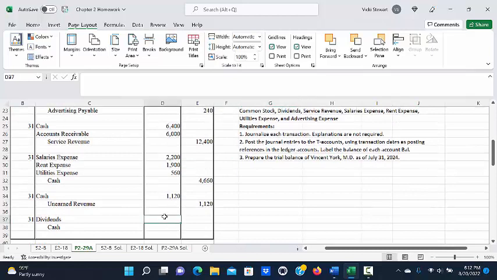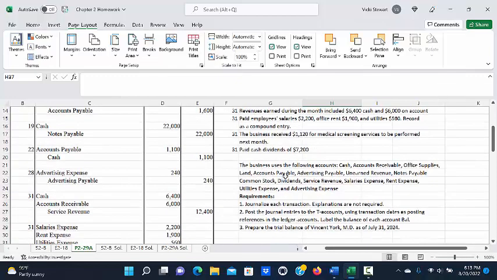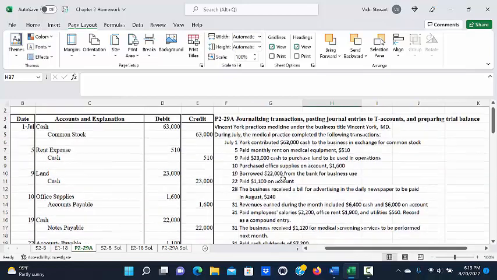So again, dividends would be a debit and we would credit cash for the same amount. Part 2 states to post the journal entries to the T accounts using the transaction dates as posting references and then label the balance of each account as a balance. So to save some time, I have actually gone ahead and posted all of these entries to T accounts, but I will show you how this works.